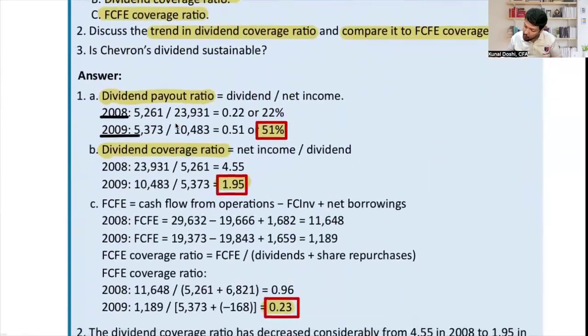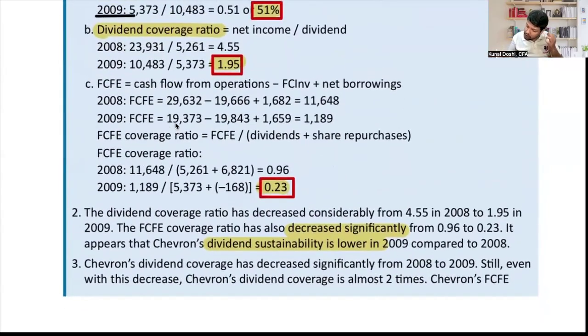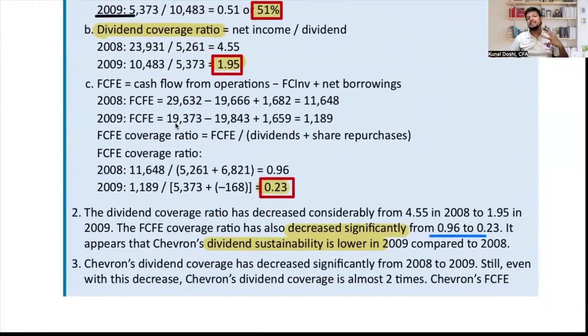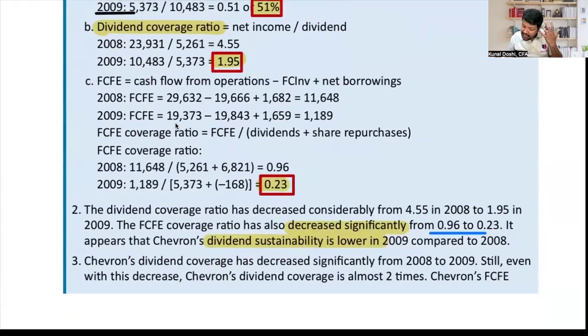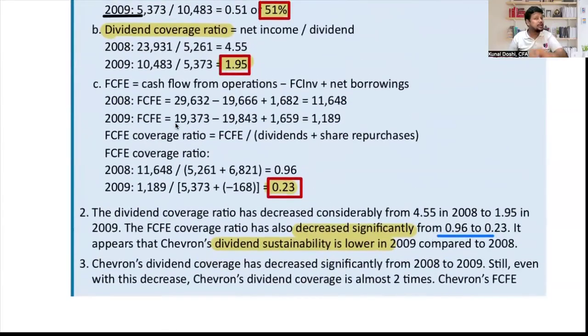So here, what I see is the FCFE coverage ratio is also below 1, isn't it? It's already below 1. So that's a bad signal. Is Chevron's dividend sustainable? Guys, what will I say? Is the dividend sustainable? The company has increased the payout ratio, guys. Company's profitability is going down, but it is increasing the payout ratio. So isn't it doing something foolish, right?